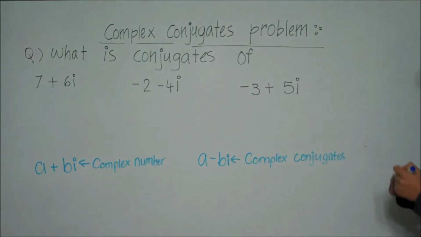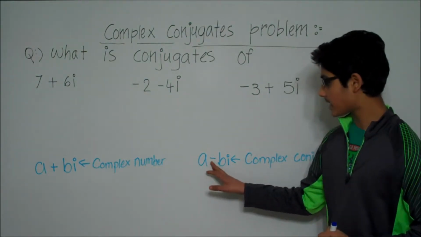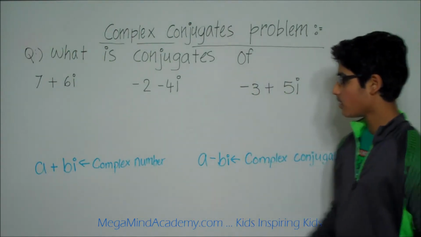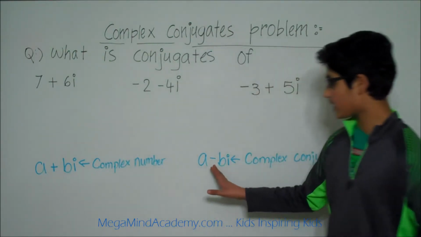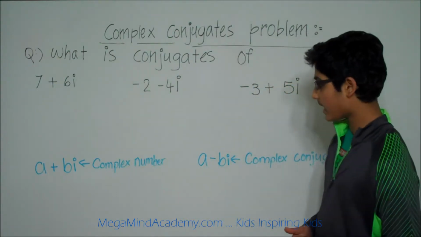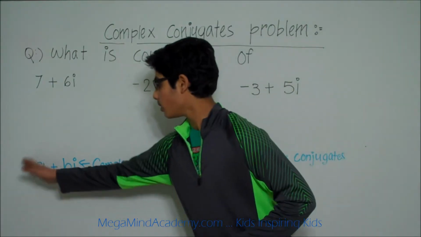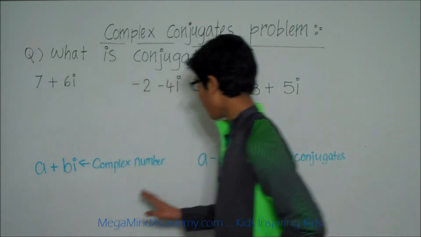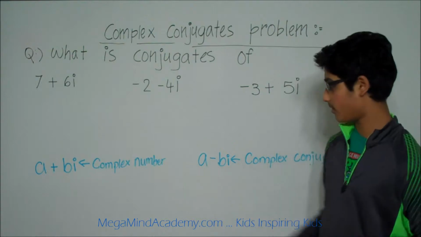So, a complex conjugate is when the sign of the imaginary term is opposite. So the opposite of plus is minus, and the opposite of minus is plus. And note that the sign of the real term, which is a, does not change. Here a is positive, and here a is also positive.